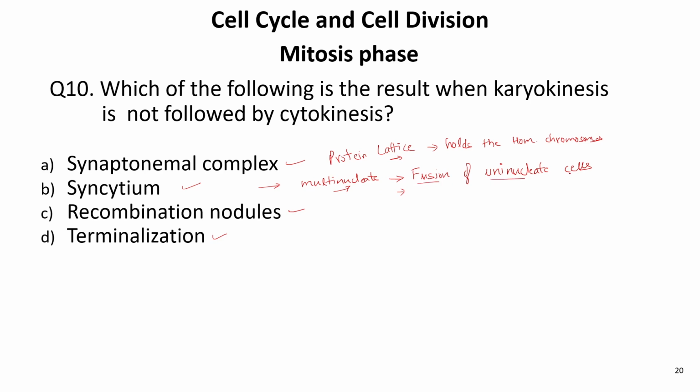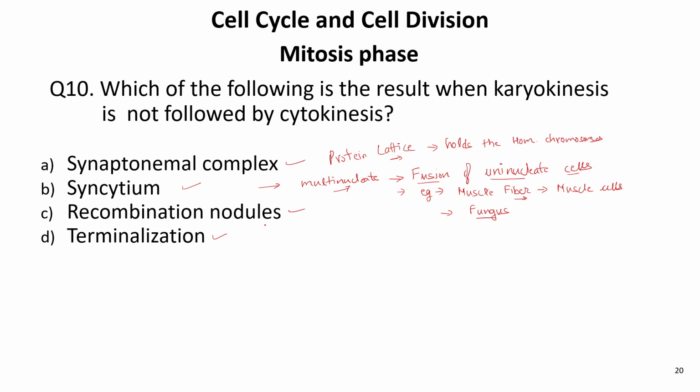the uninucleate cells. Examples of syncytium can be, first, if we see in animal cell, muscle cells, or you can say muscle fiber is the example. So what are muscle fibers made up of? Muscle fibers are made up of the fusion of many muscle cells, and this helps in the coordination and control of the muscles. Syncytium is also found in some fungi.